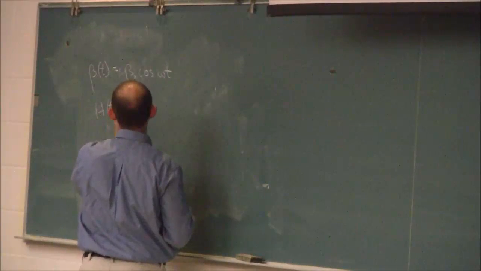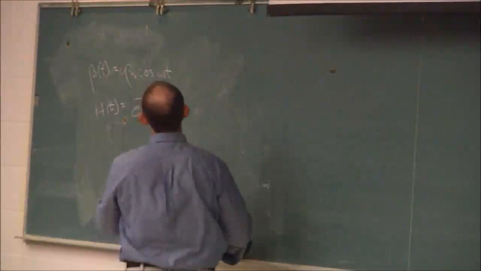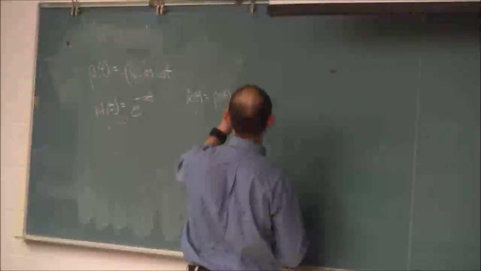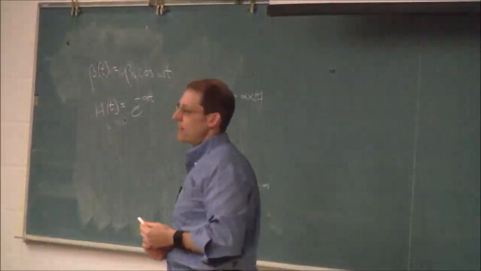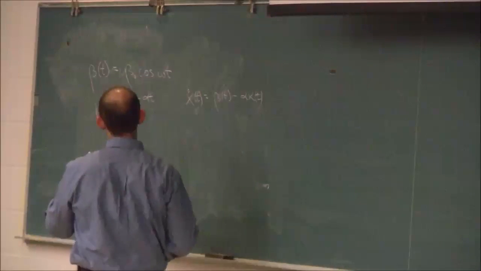We have a response function that's just a pure exponential from dynamics: x dot of t is equal to beta of t minus alpha x of t. So a simple one-parameter model for how a cell behaves in response to an input.